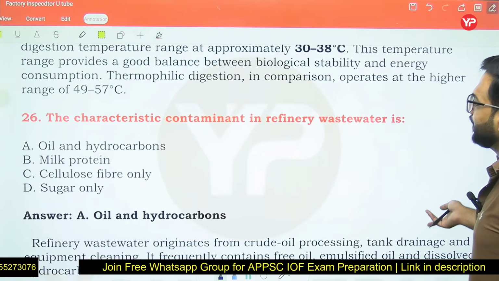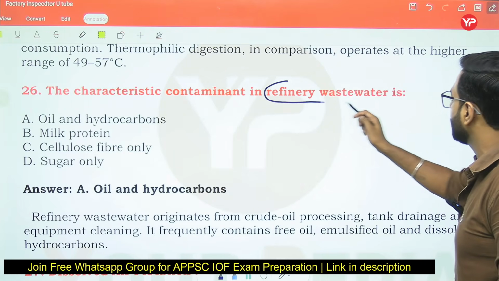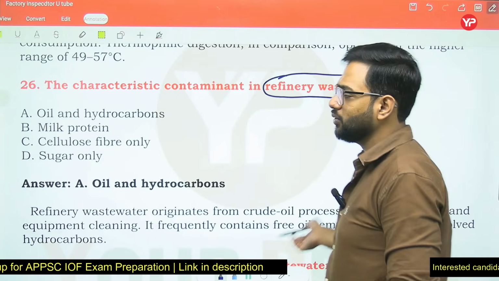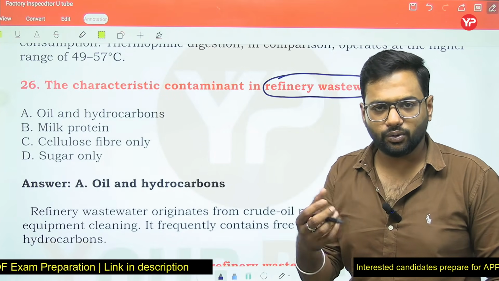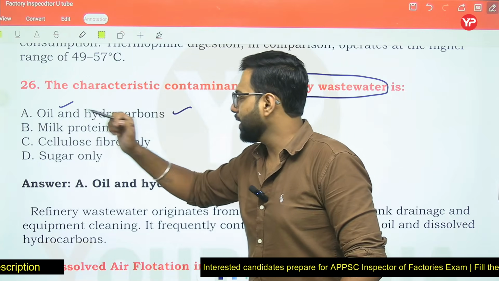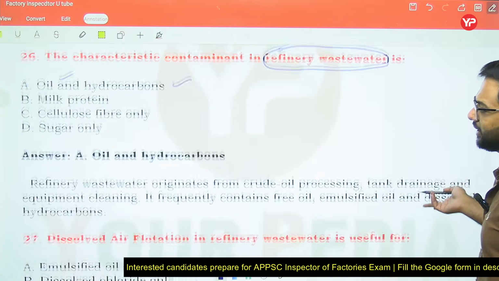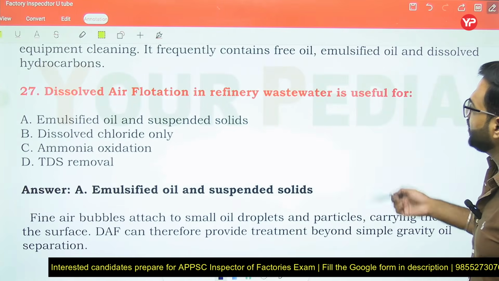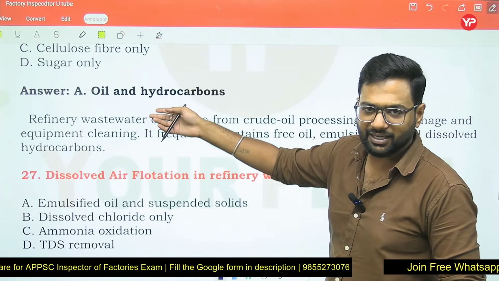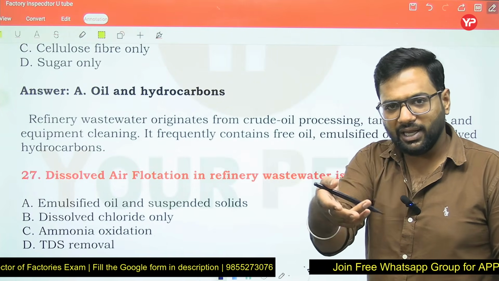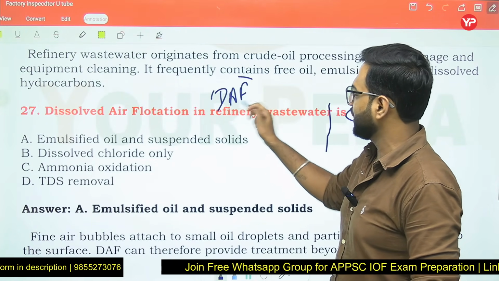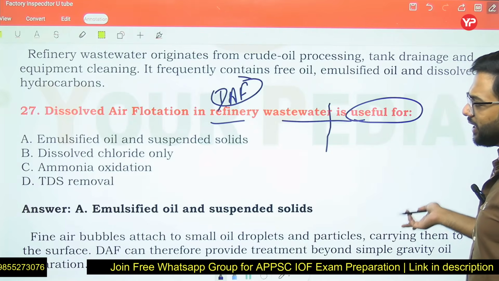The characteristic contaminants in refinery wastewater. Now we talk about refinery wastewater. What are the characteristic contaminants? Obviously, when we talk about refineries, the wastewater includes some amounts of hydrocarbons and oil. So oil and hydrocarbons will be the characteristic contaminants. Dissolved air flotation in refinery wastewater is also useful for the removal of these oil particles, so we have to use this dissolved air flotation technique, DAF, which is generally adopted in refineries.